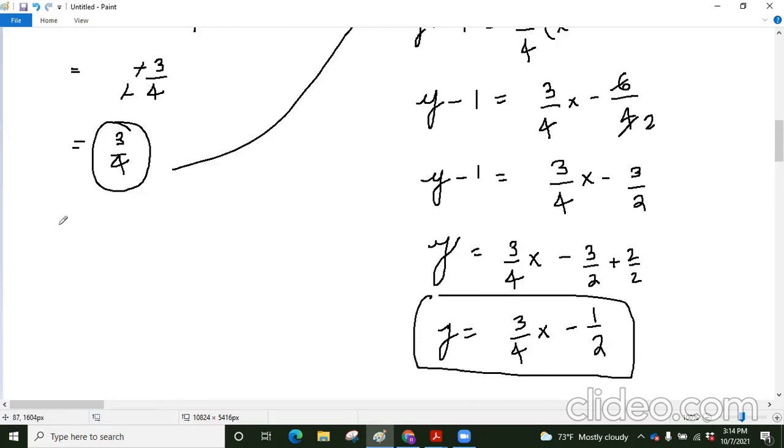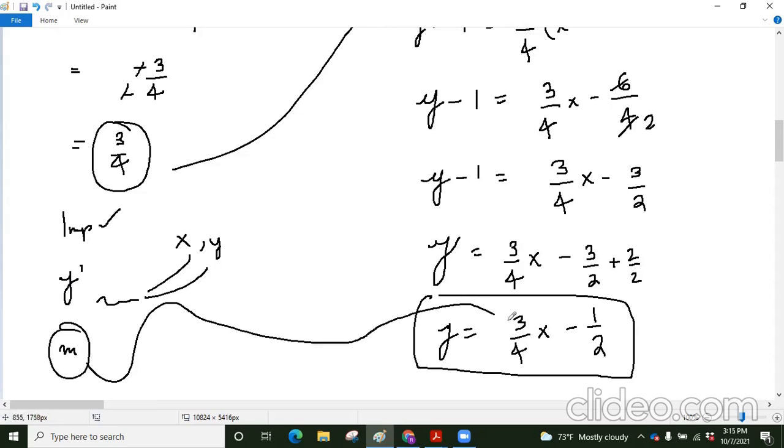So what did we do, right? We were given an implicit differentiation problem. We found y prime. We took our x and y value and we put it into whatever we got for y prime. That was the value of m. And then we took m and we put it into the tangent line equation, and we got this as an answer.